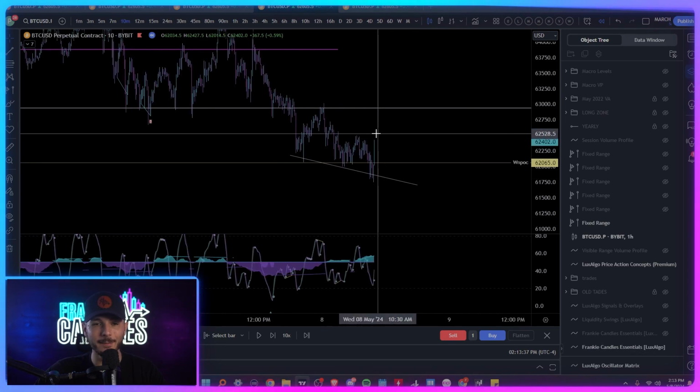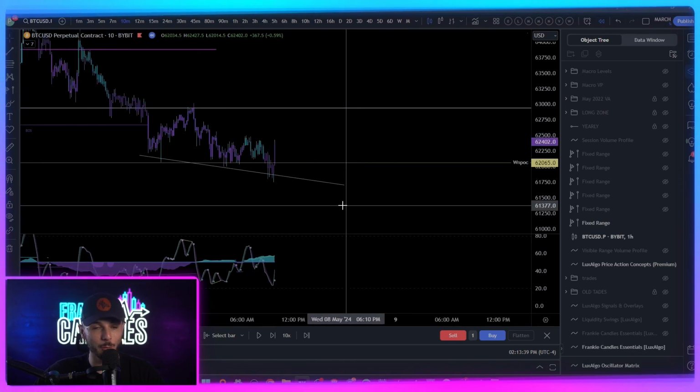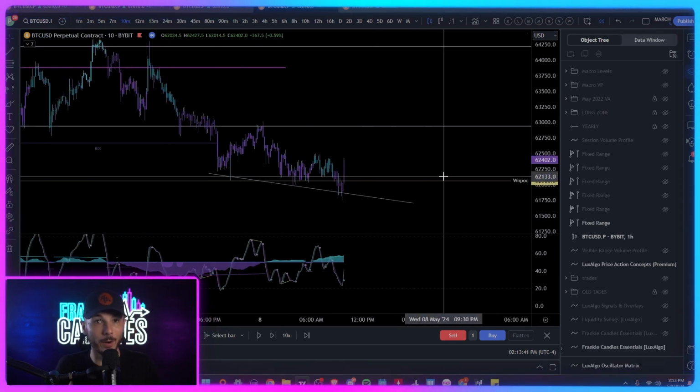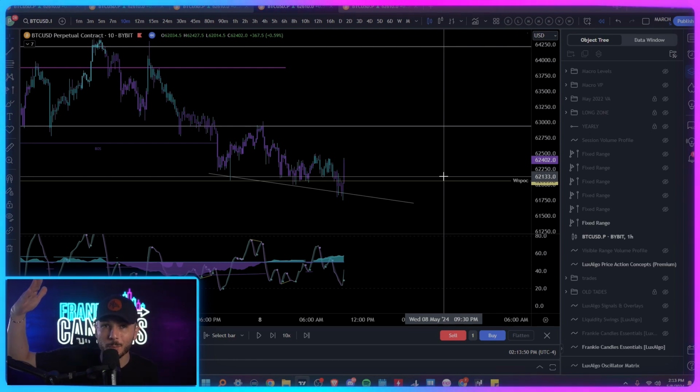This is where I come down and I look for my actual entry. And this is kind of the point where people say, Frankie, I get it. You deviate below the range. I see the bullish divergence, but do you enter on the bullish divergence? How do you do it? What if you miss the initial move to the upside? Where can I enter in on a retracement?